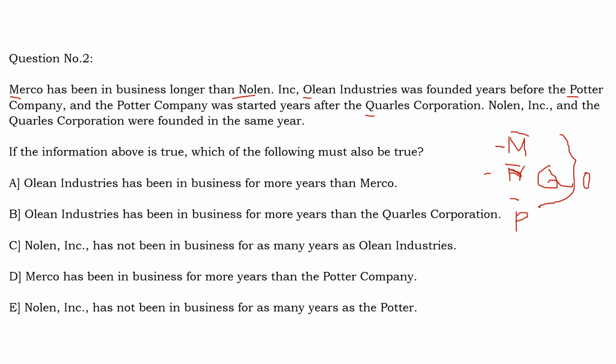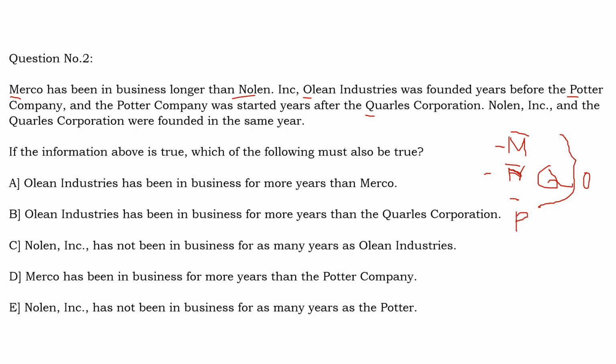So the time we don't know. With regard to the other companies, the year of creation of Olean Industries, we are not able to understand. So we will put it like this. We will keep the option open. Now, with this arrangement finalized, you see the options. Which option should be the correct option?